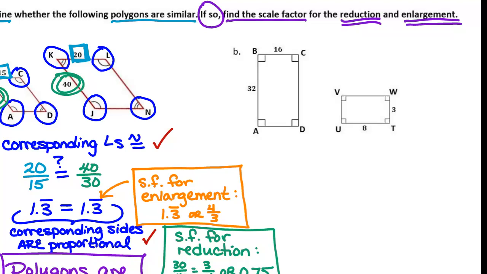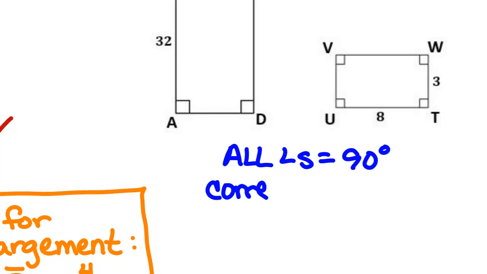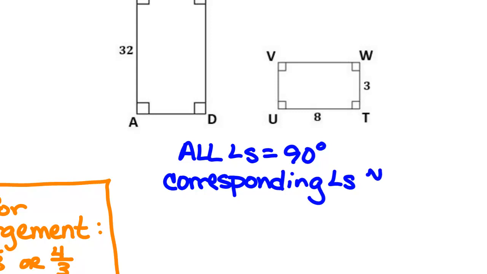How big are those angles? They're all 90, right? They all have the little boxes in the corner. Is 90 equal to itself? Yes. So every single angle in here is congruent to every other angle because they're all 90 degrees. All angles are equal to 90 degrees. So that means between the two figures, the corresponding angles are congruent because 90 is equal to 90. So we've met our first criteria.